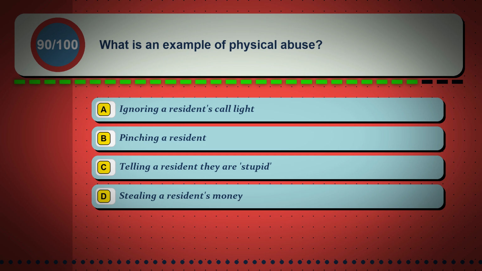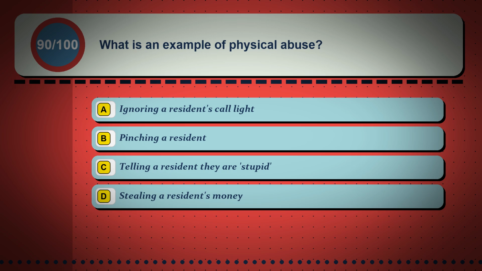Question 90. What is an example of physical abuse? Option A, ignoring a resident's call light. Option B, pinching a resident. Option C, telling a resident they are stupid. Option D, stealing a resident's money.